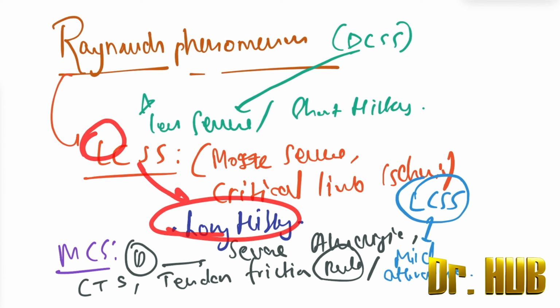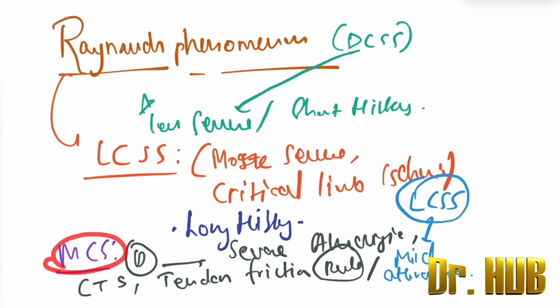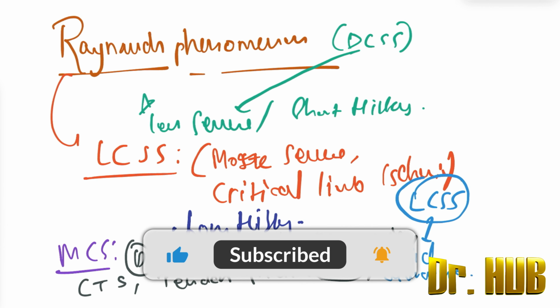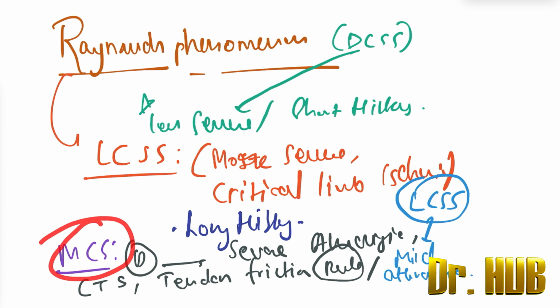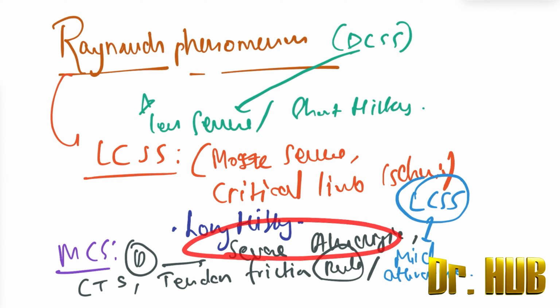L for long history. Now, in terms of the musculoskeletal system, in the case of DCSS, diffuse cutaneous systemic sclerosis, there is severe arthralgia. There is also CTS, carpal tunnel syndrome, and tendon friction rubs. In terms of LCSS, there is mild arthralgia, whereas in DCSS it was severe.